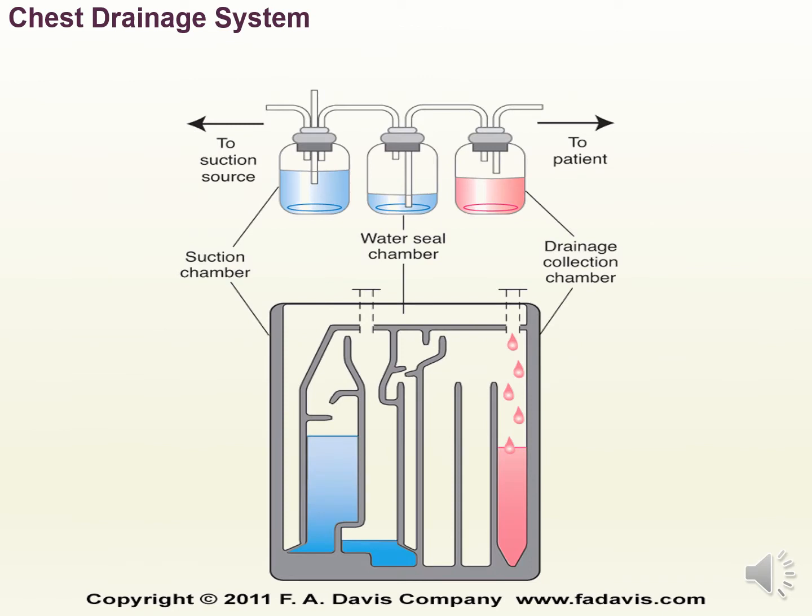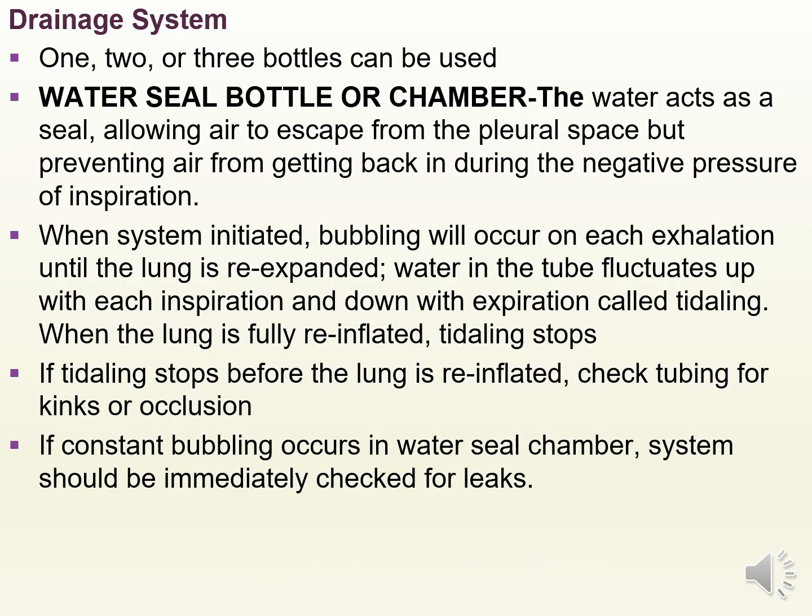The chest drainage system includes a drainage chamber, which has a drainage collection chamber side and a suction chamber, and then there is also a water seal chamber. The drainage system will have 1, 2, or 3 bottles. The water seal chamber or the water seal bottle acts as a seal, allowing air to escape from the pleural space but preventing it from coming back in during the negative pressure of inspiration.